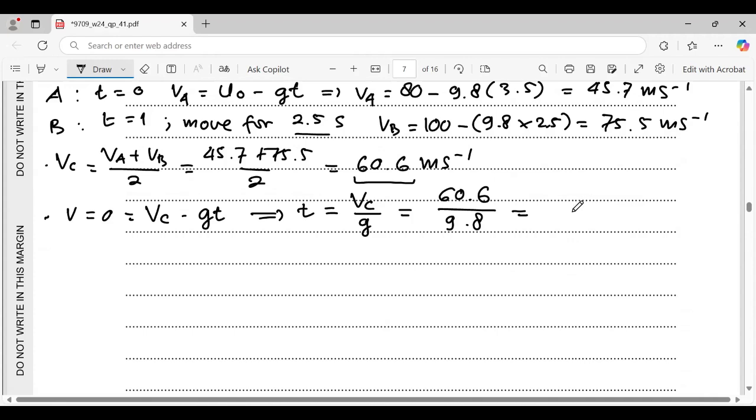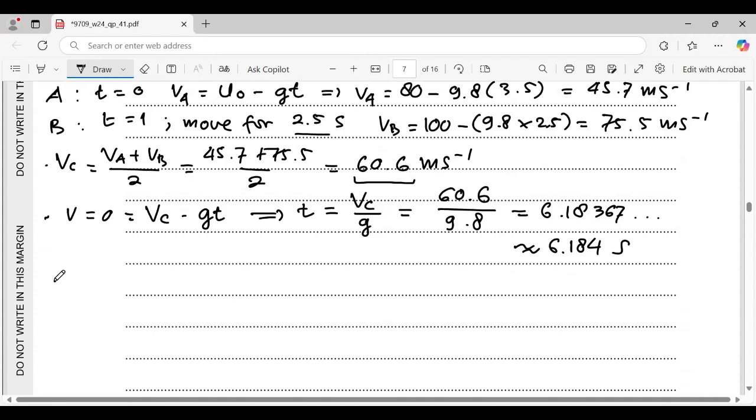And the result is 6.1367, or 6.184 seconds. And the next step, we need to find the maximum height.